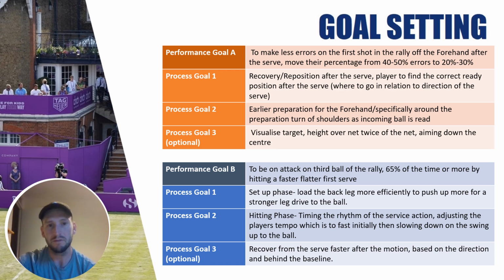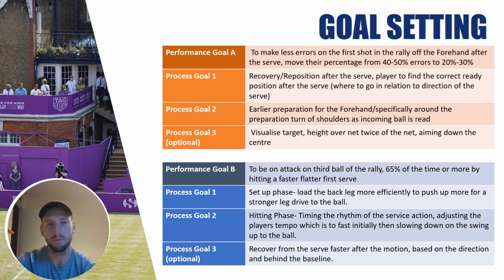So the process to achieve this is to work on her recovery after the serve. Nomsa needs to find a good ready position and relate it to the direction of the serve that she just hit. After that, we need to get her set up a little bit more effectively with an earlier preparation for the forehand. So she should have her shoulders turned back as she is reading the incoming ball.